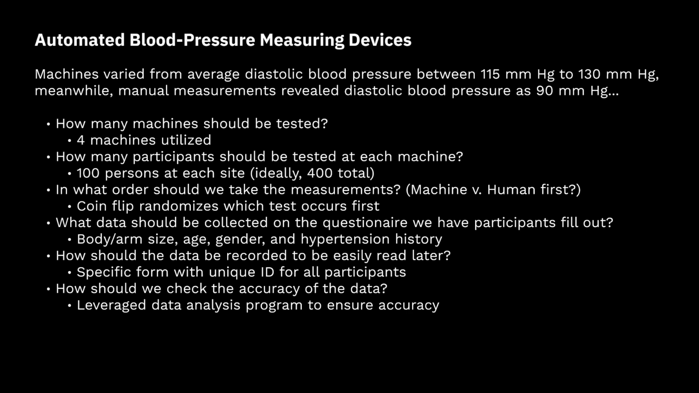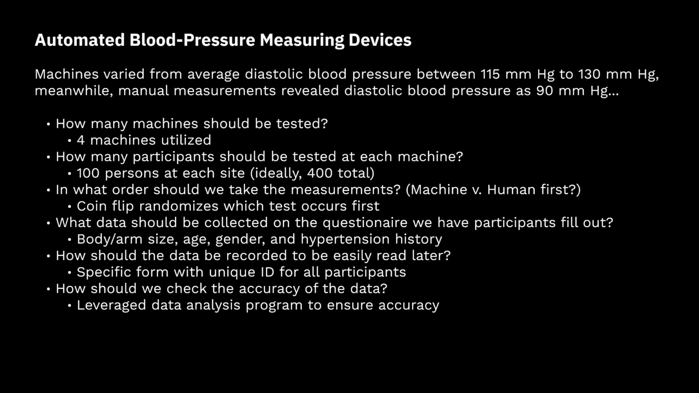And so some of the questions that they wanted to ask at the beginning were, well, how many machines need to be tested? And it goes down, there are different questions like, how many participants should be tested? What order do we want to take the measurements? Should we test the participants on the machine, or should we do the manual measurement first?